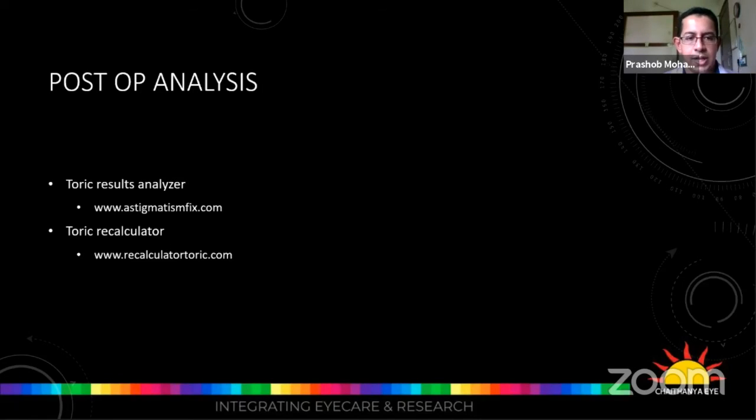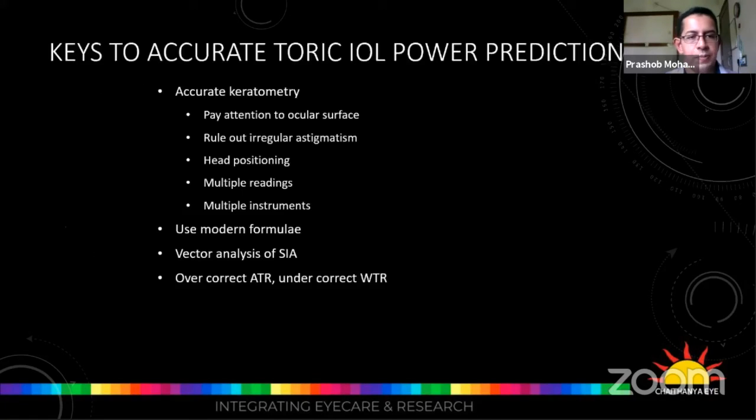Post-op analysis can be done on astigmatismfix.com and recalculatortoric.com to understand whether the residual astigmatism is due to rotation of the IOL, whether you can correct it by rotating the IOL, or whether you have to exchange the IOL.